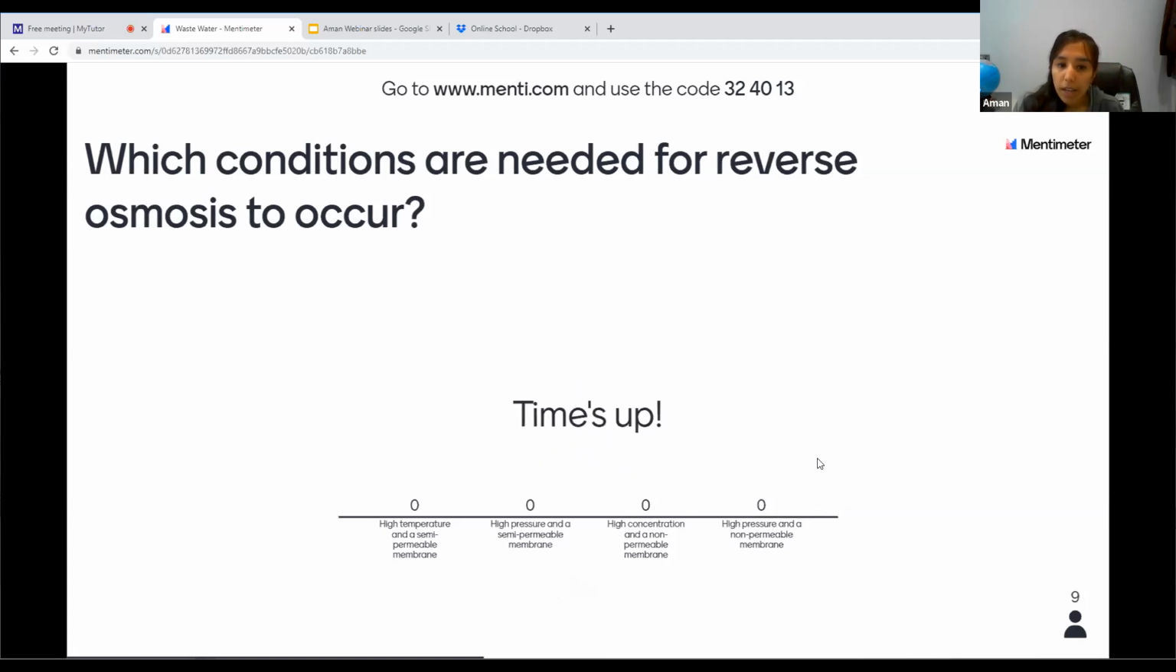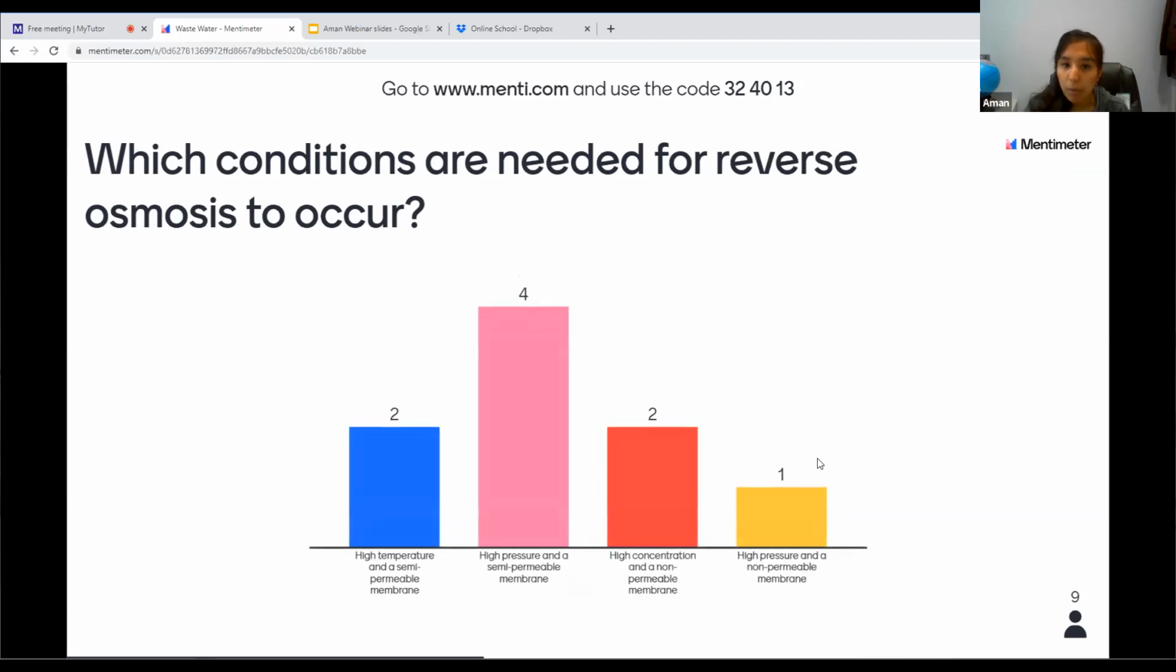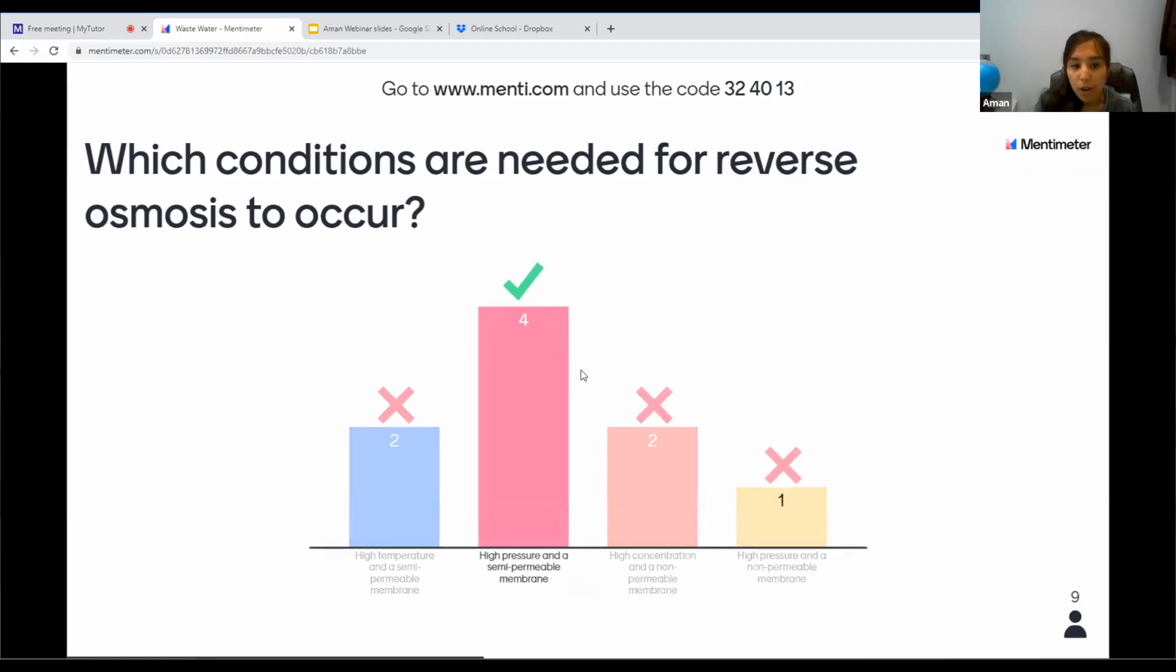Great, so the answer is a high pressure and a semi-permeable membrane. Great, so well done everyone that got that correct. So we don't need a high temperature because osmosis, the general process of osmosis, is that water will travel from an area of low concentration to an area of high concentration. So as that both the waters, if we're thinking about a pure water and a concentrated water, we try and make them equal to each other.